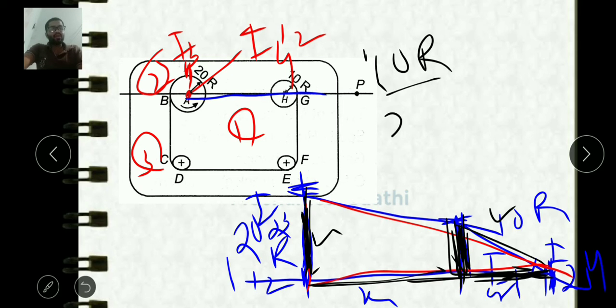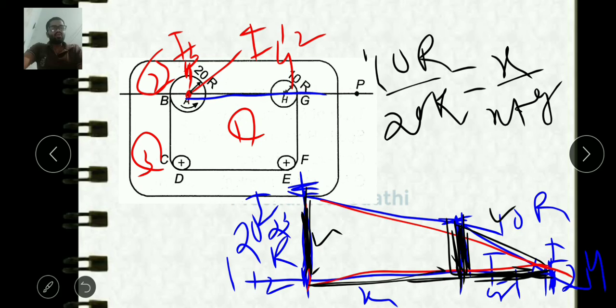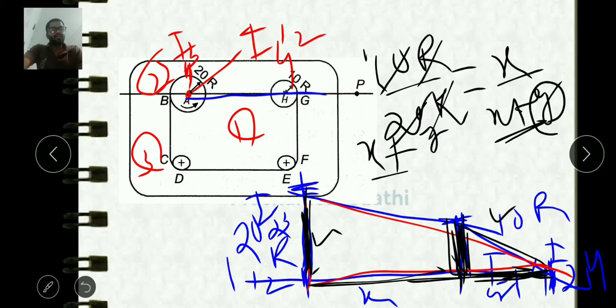So I can write 10r divided by 20r will be equal to x by x plus y. So r can be cancelled, and we need to find the value of y. So here I get 10 by 20, that is 1 by 2. So 1 by 2 will be equal to x by x plus y. Then if I reverse it, x plus y divided by x will be equal to 2.